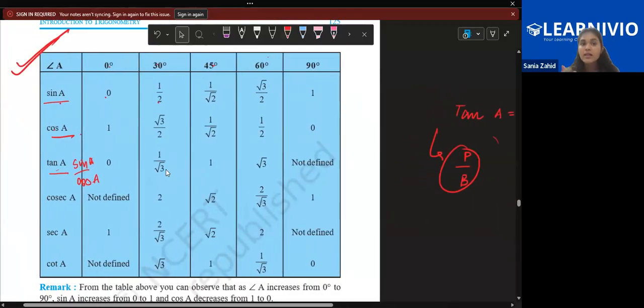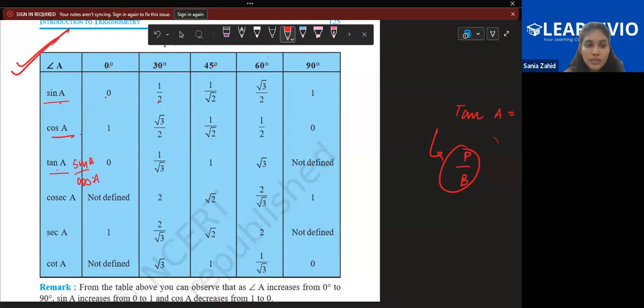So I will just simply divide sin A values by cos A values, and I will get tan A values. So tan 0 degree I want. Tan 0 degree is sin 0 degree divided by cos 0 degree. So 0 divided by 1 is 0. Okay, 1 by 2 divided by root 3 by 2 is how much? 1 by root 3. 2 and 2 cancelled. 1 by root 2 divided by 1 by root 2 is 1 only. Root 3 by 2 divided by 1 by 2 is root 3. 1 divided by 0 is non-defined, because whenever we divide any number by 0, we do not get anything. That's a non-defined value.